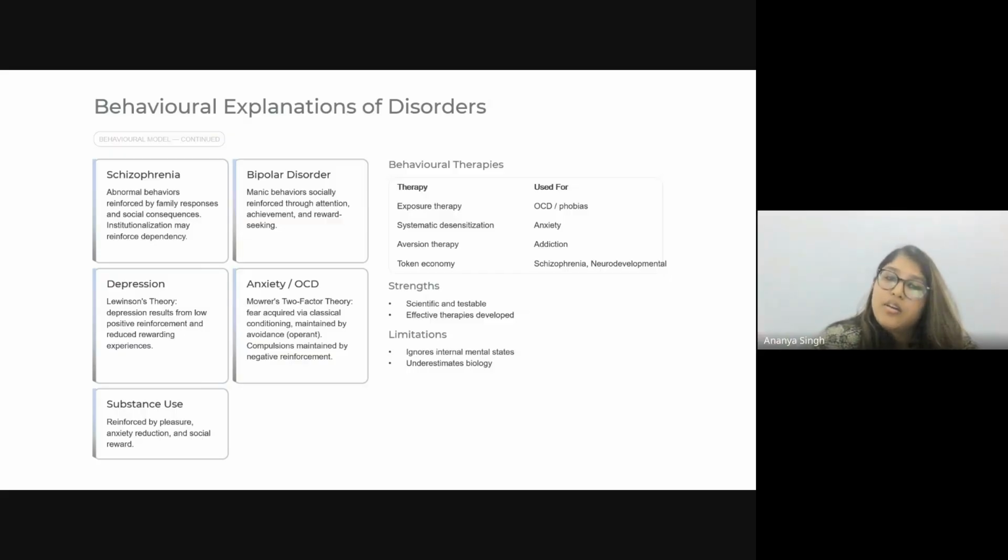For anxiety and OCD, mainly for OCD, Mowrer's two-factor theory is that, again, as we said, through classical conditioning it is learned, there is a paired association with a particular object of obsession. Once it is associated, avoidance maintains it. Avoidance gives you positive reinforcement.